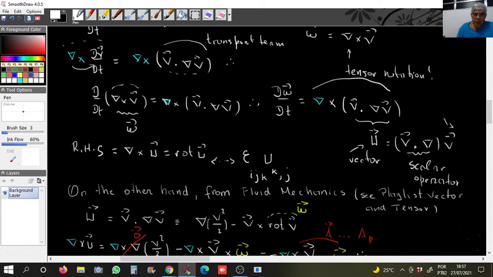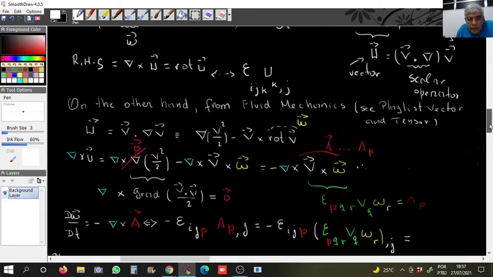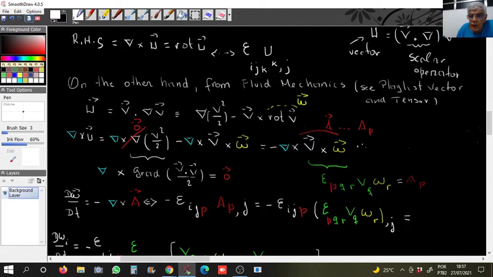Now just continue. You see, from the fluid mechanics playlist on vector and tensor, I derived this identity: v dot nabla v is identical to gradient of v squared over 2 minus v cross product of the rotational of v. The rotational of v I called my omega.